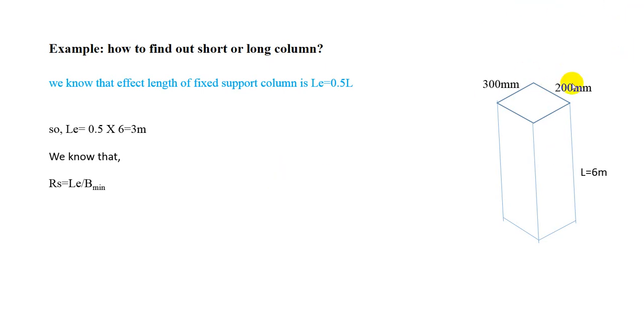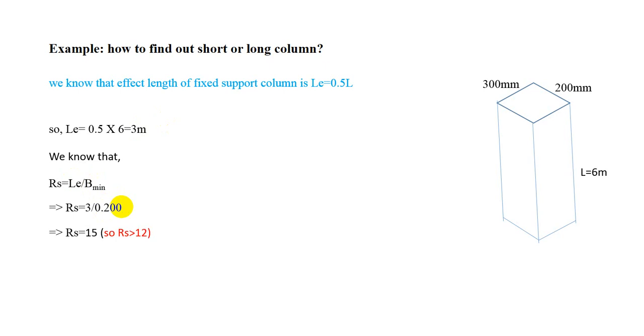Okay, our least lateral dimension will be 200, because 300 is more than 200, so 200 is the lesser one. We'll always consider the smaller one, so 200. So R is equal to 3 divided by 0.2, because if we divide 200 by 1000, it will be 0.2, because our L is in meters, so we have to convert that to the same dimension.